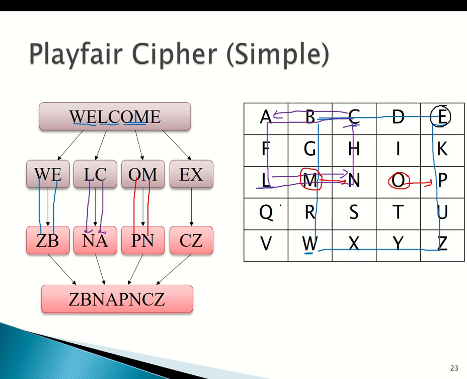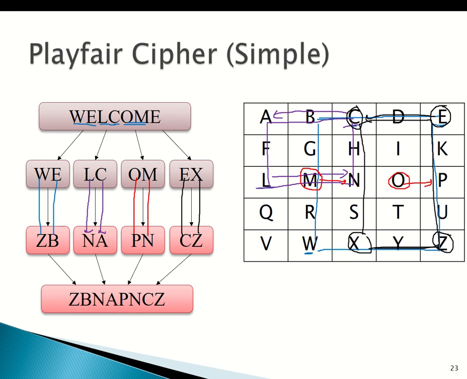Alright, and this is X. Where's X? They are not in the same color. So I'm then gonna draw a rectangle. What are the rectangle corners? Z and C. So E will become C and X will become Z.